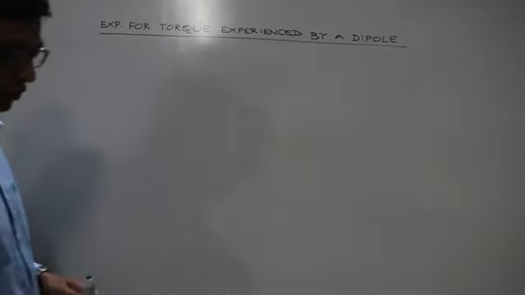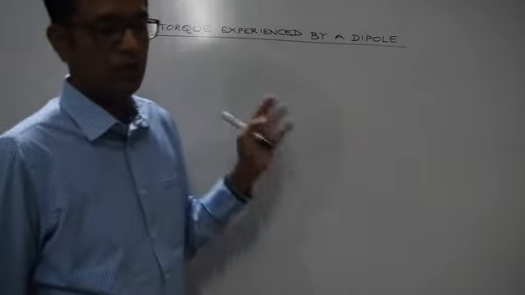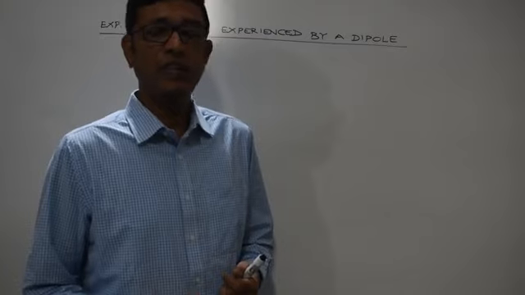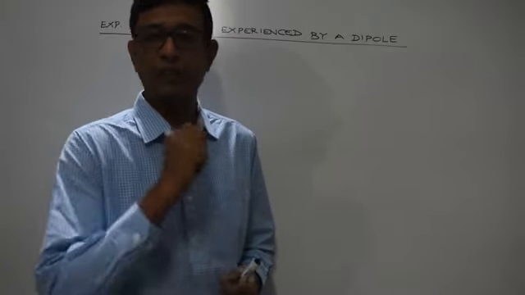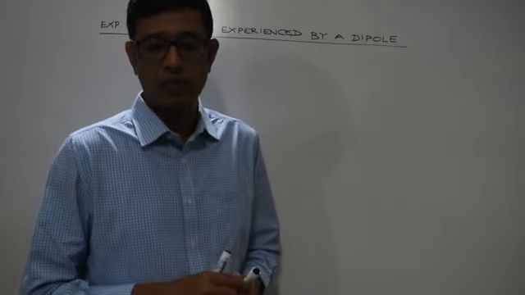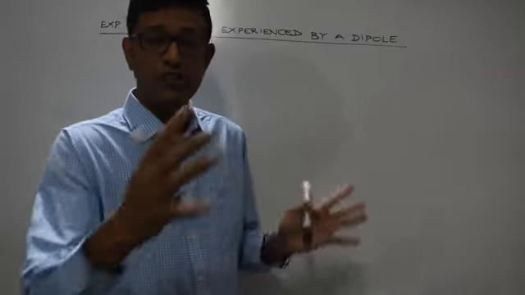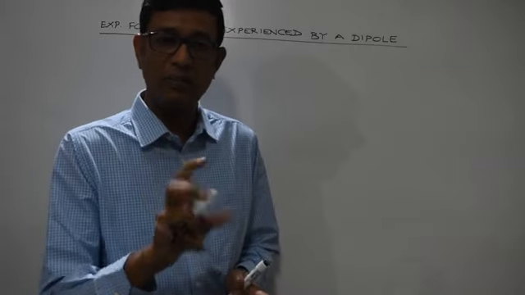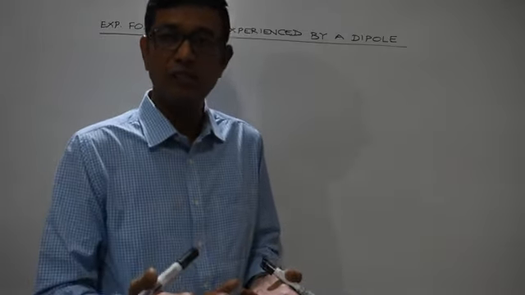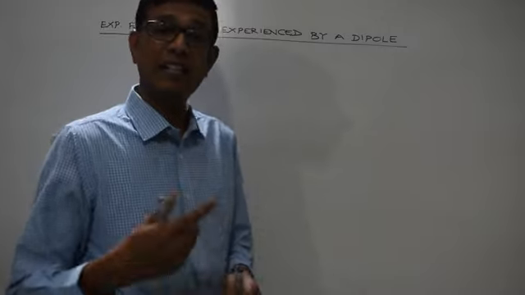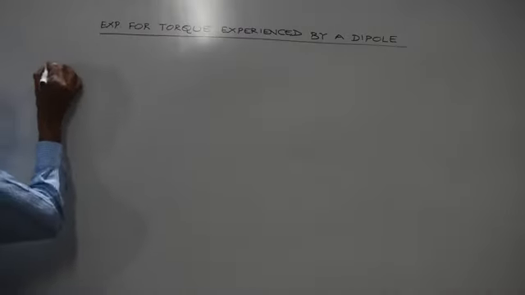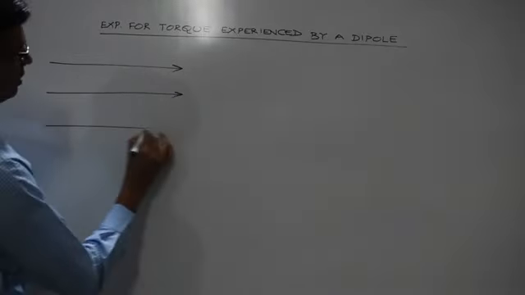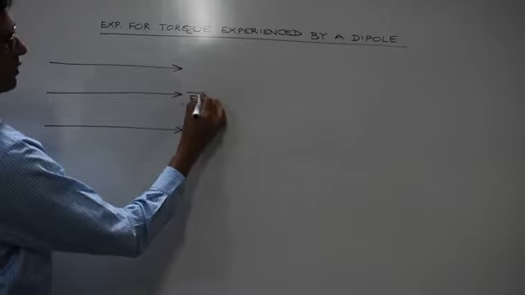Okay, now we will discuss this particular topic, which is to obtain the expression for the torque experienced by an electric dipole under the influence of uniform electric field. Uniform electric field: what it means is, in a given region, if the electric field at any point in that region has the same magnitude and same direction, then that electric field may be termed as uniform electric field. And diagrammatically, it is represented by a set of equidistant parallel lines. This is the symbolic representation of uniform electric field, right?